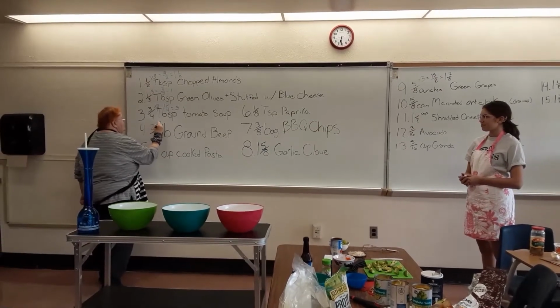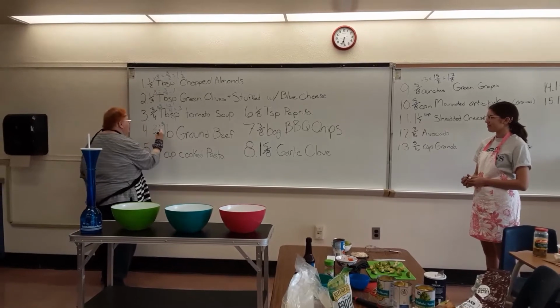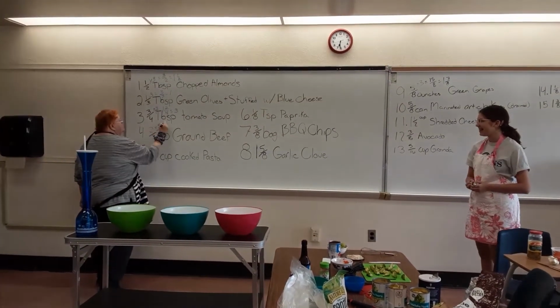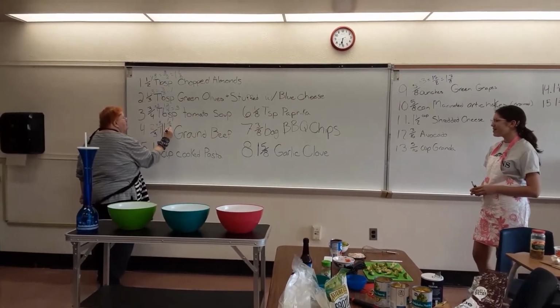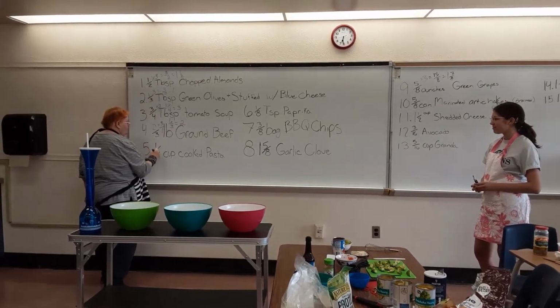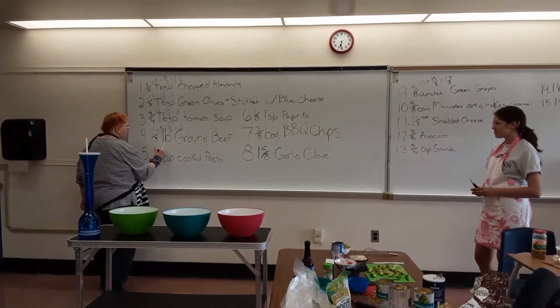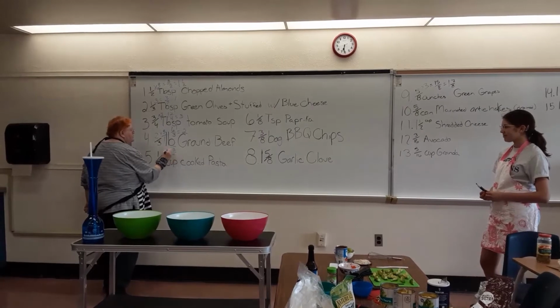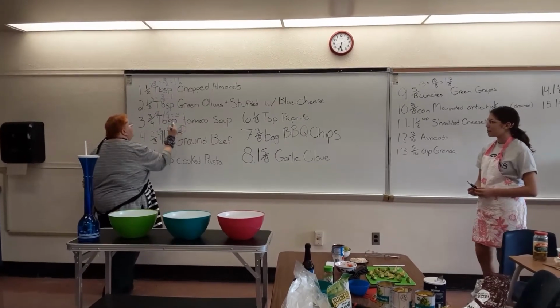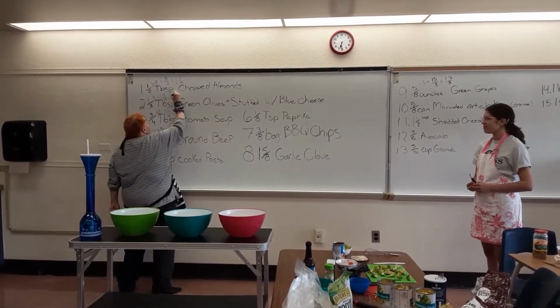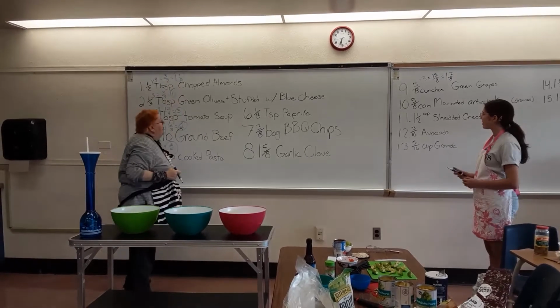2/3 times 3. I feel like I'm teaching a math class. Yay! So that's 6/3. 6 divided by 3 equals 2. And 1/4 times 3 is 3/4. So here are our new measurements for this group.